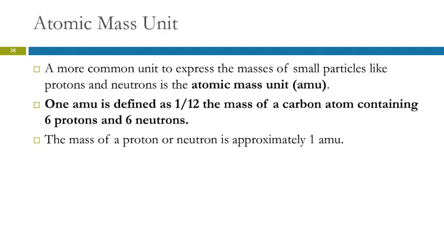One atomic mass unit was originally defined as 1/12 the mass of a carbon atom containing 6 protons and 6 neutrons. So it was defined relative to a carbon-12 atom. The carbon-12 atom has a mass, and they say, well, the atomic mass unit is 1/12 of that. So that means that the mass of a proton or a neutron is approximately 1 atomic mass unit, because a carbon-12 atom has 12 protons and neutrons altogether.